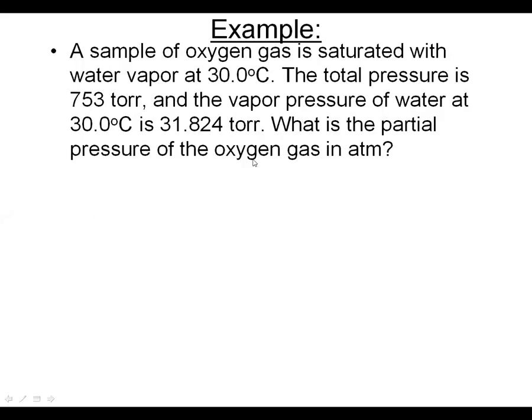So why don't you take a second here and try this one. The sample of oxygen gas is saturated with water vapor at 30 degrees. The total pressure is 753 torr. The vapor pressure of water at 30 degrees is 31.824 torr. What is the partial pressure of oxygen in atmospheres? So take a moment or two and give it a try, and then we'll talk about it.